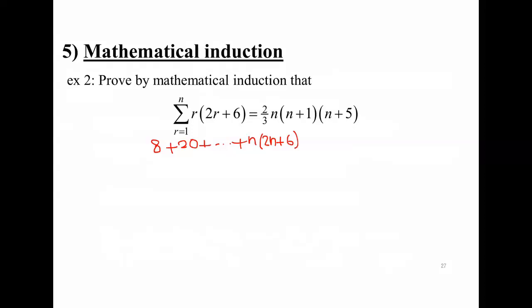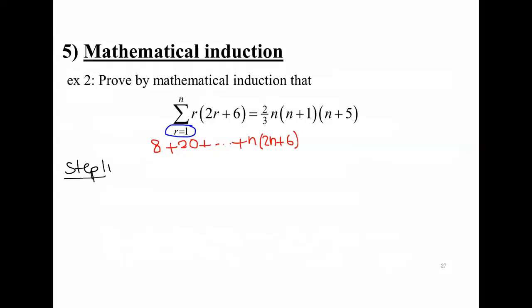So this is the sum I have on the first side. On the other side, this is what I need to prove the sum equal to: I need to prove that the sum on the left-hand side is equal to 2/3 of n into n plus 1 into n plus 5. According to the 3 steps of mathematical induction, in step 1, I need to prove the statement true for the first value of n. What is the first value of n here? The first value of n is 1, because we started with r equal to 1 all the way to r equal to n.